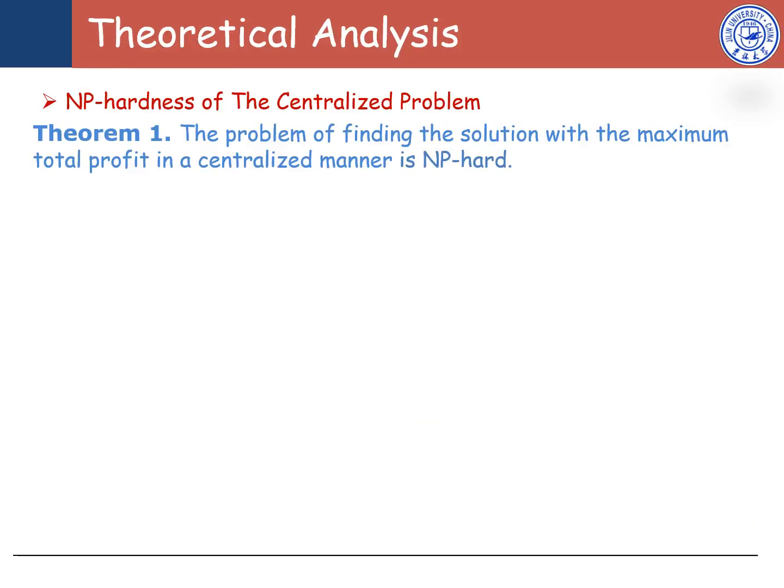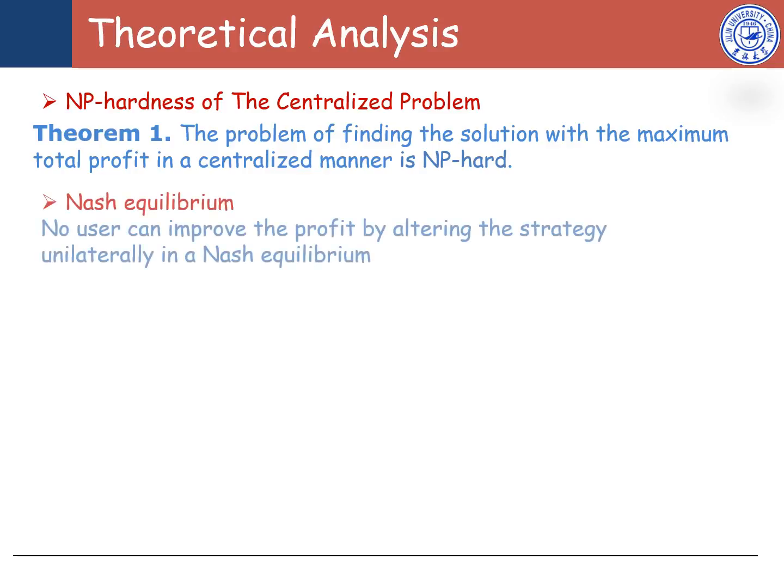We further prove the NP-hardness of the centralized problem. It shows the complexity of the centralized problem. So we design a distributed algorithm with a low computation complexity. Then I will introduce two definitions. Firstly, I introduce the Nash equilibrium. In a Nash equilibrium, no user can improve the profit by changing the strategy unilaterally.